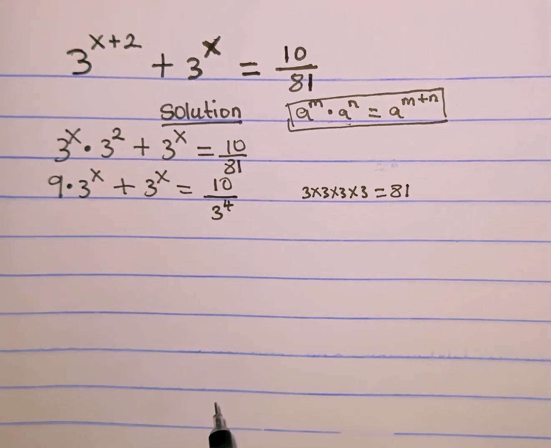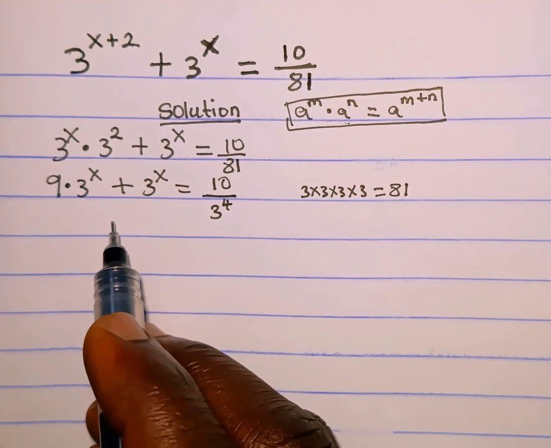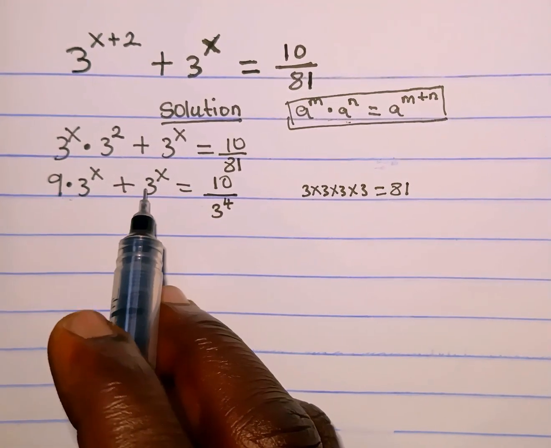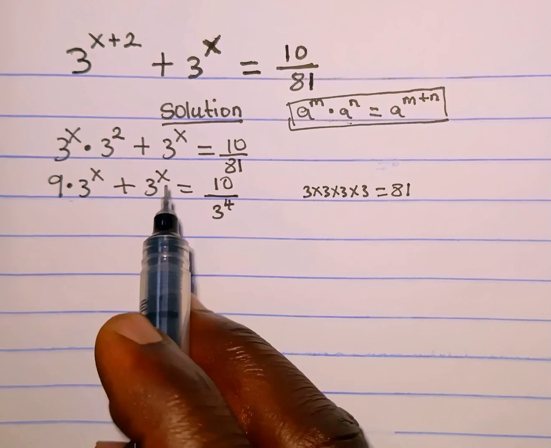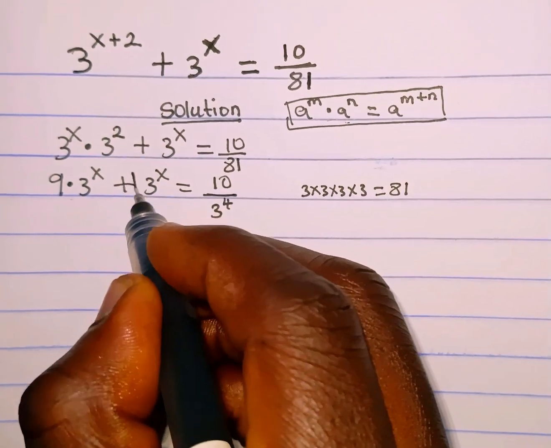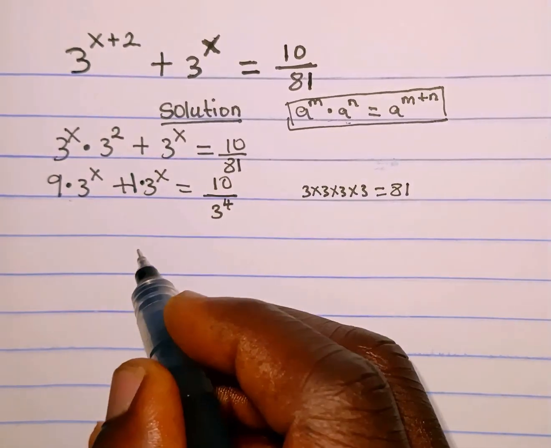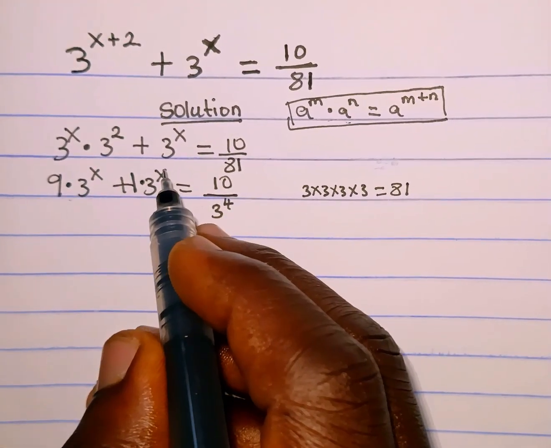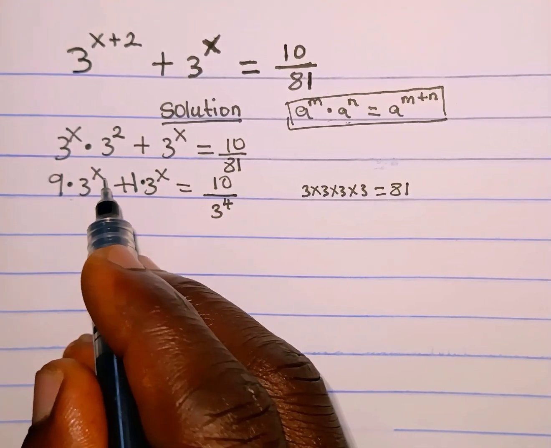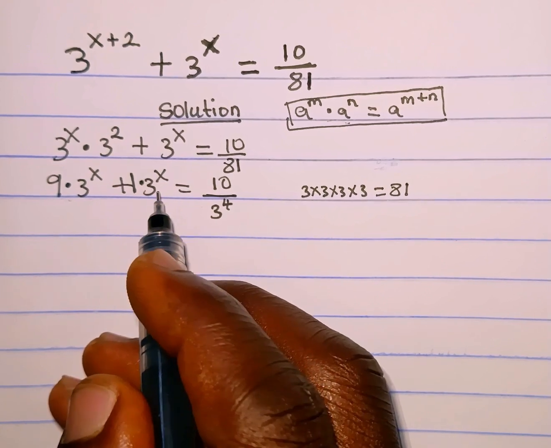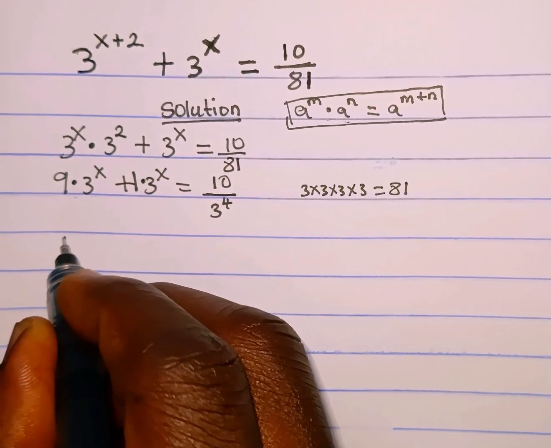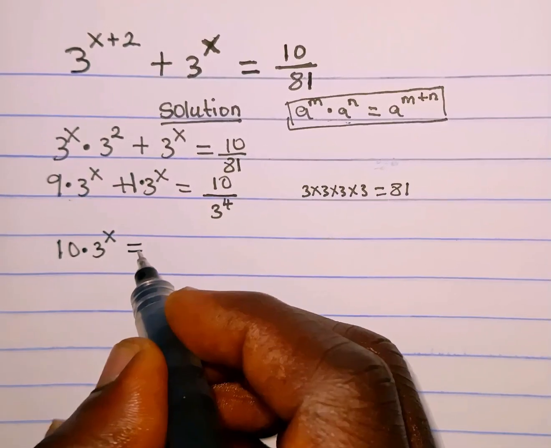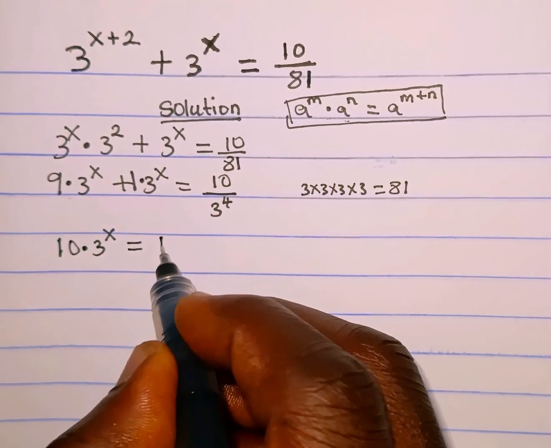If you consider the left hand side of this equation, as you can see, we have 9 of 3 to the power of x, and here is just 1 of 3 to the power of x. So we can add them together since they have the same 3 to the power of x. 9 of 3 to the power of x plus 1 of 3 to the power of x is going to give us 10 of 3 to the power of x, which is equal to 10.